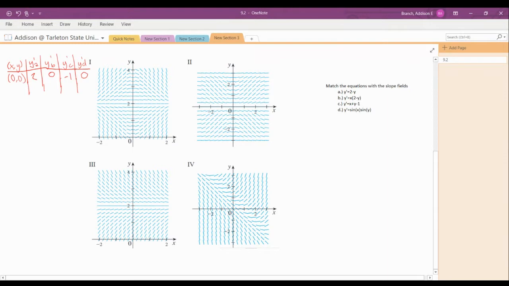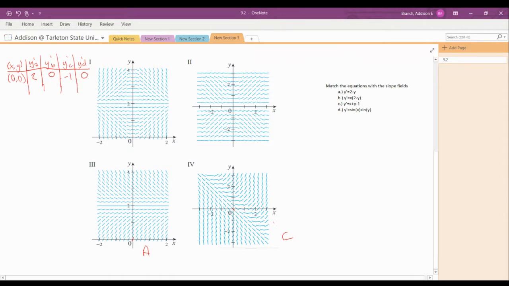Over here at 3, we can see at 0, 0, we have a positive slope, and we only have one of those, so we know that this one has to be A. And then lastly, at 4, we can see we have a -1 slope at 0, 0, so therefore this one is going to have to be C. So now what we need to do is distinguish between B and D.